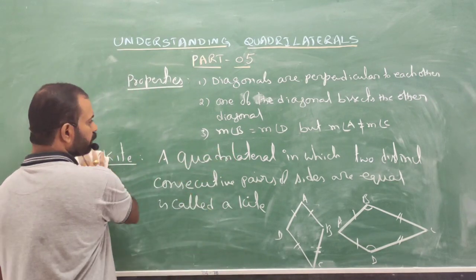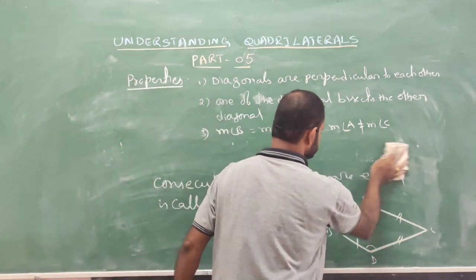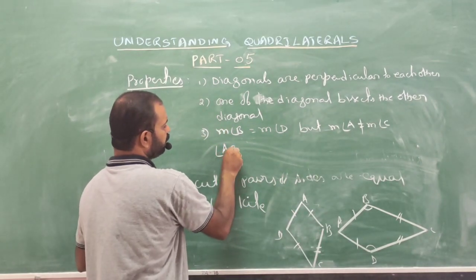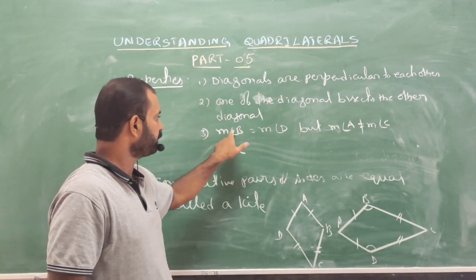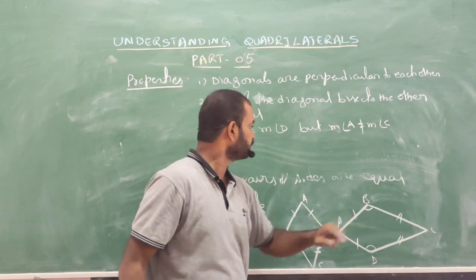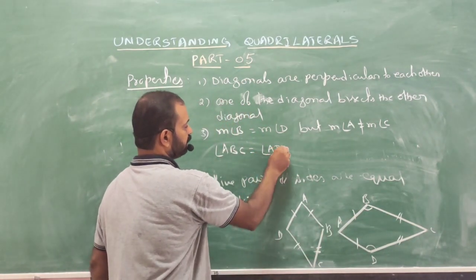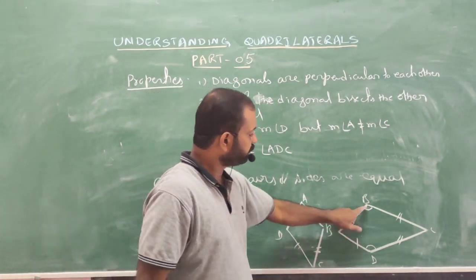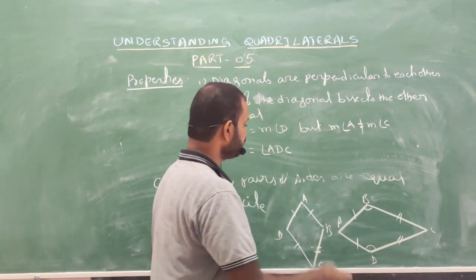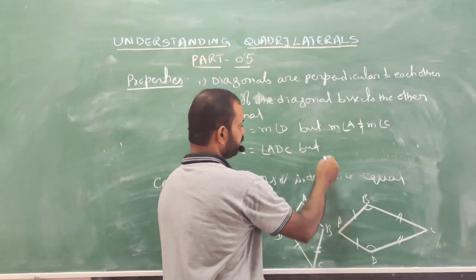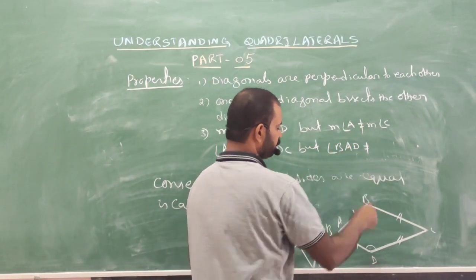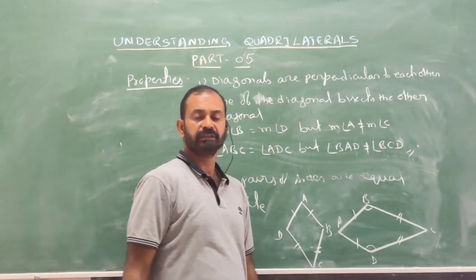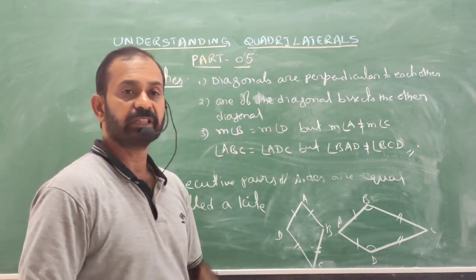Now the same thing you can write in a different way also. The measure of angle B, the same thing I am writing as angle ABC equals angle ADC. When I am writing ABC, the angle will be at the middle. Angle ABC equals angle ADC. But angle BAD is not equal to angle BCD. I hope it is clear about the kite.